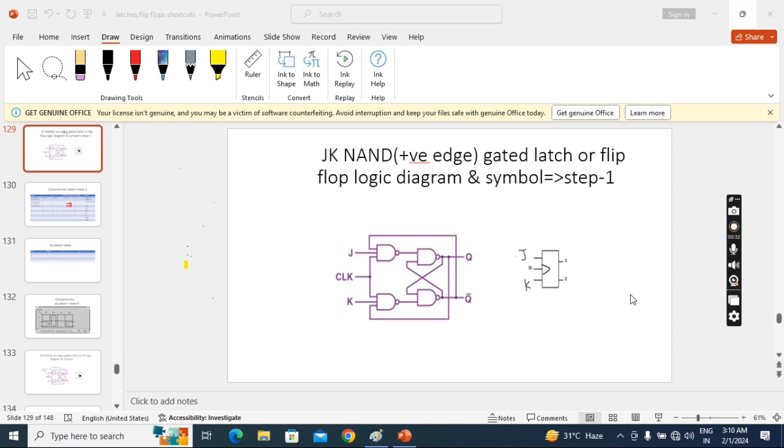So the drawback in SR is the invalid state, and this drawback is overcome by JK. But again, in the JK, whatever output we are getting is not stable. That is the drawback. It overcame the invalid state, but it gives an unstable output. So ultimately we developed JK to avoid the invalid state in SR. That's the necessity.